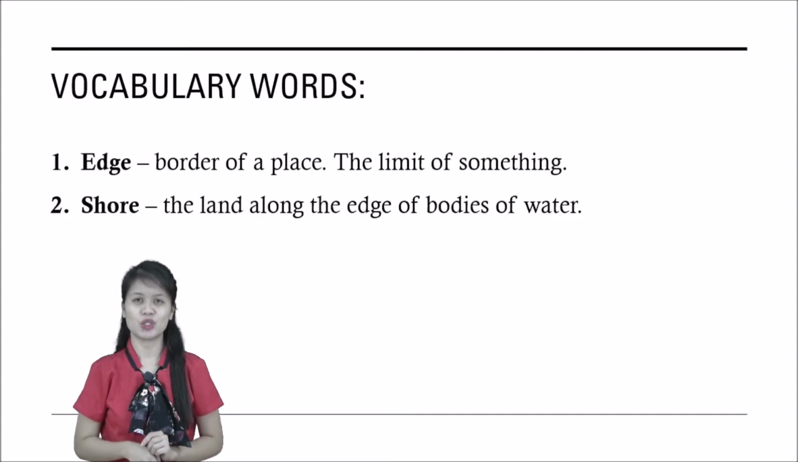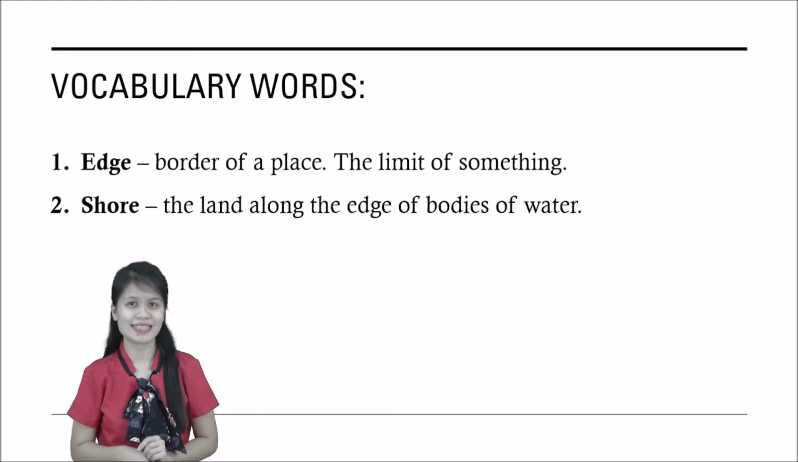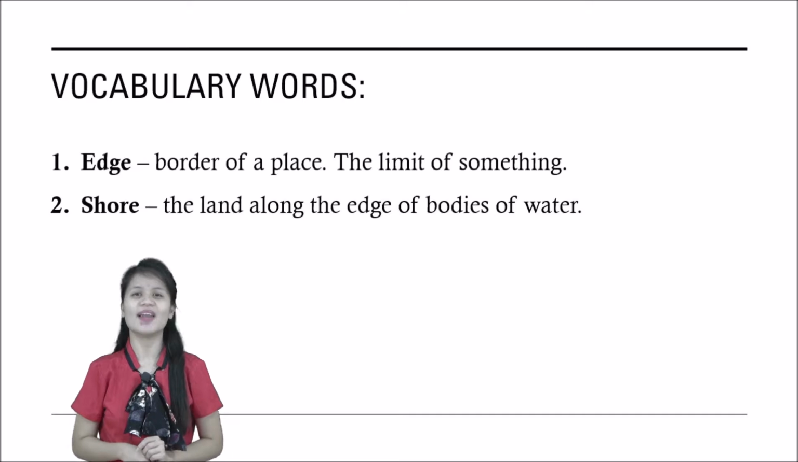Number 2. Shore. Again, shore. How to pronounce it? Shore. Very good. This is the land along the edge of bodies of water, rivers, lakes, and seas.